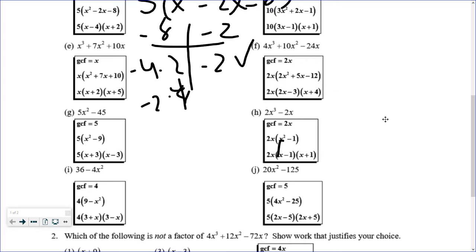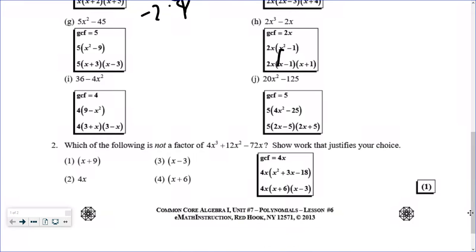Okay. So now, question number 2, which of the following is not a factor of this trinomial? So we're certainly looking for 4x, which is definitely a factor, because that would be the first thing we do. We would take out the 4x. Then we would talk about what we're left with. Well, we're left with x squared plus 3x minus 18.